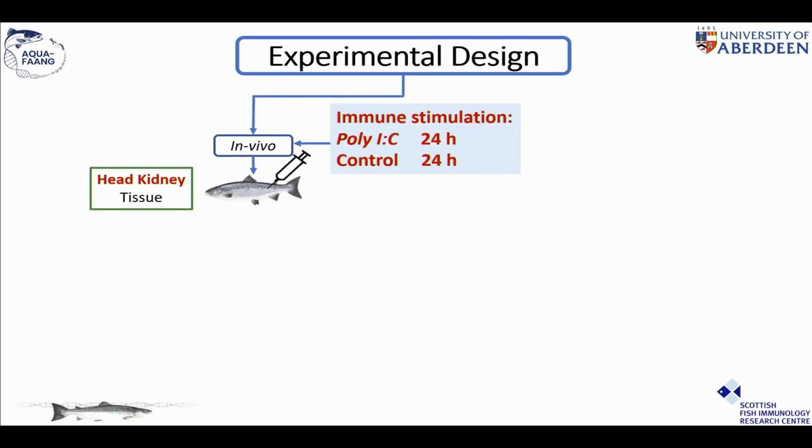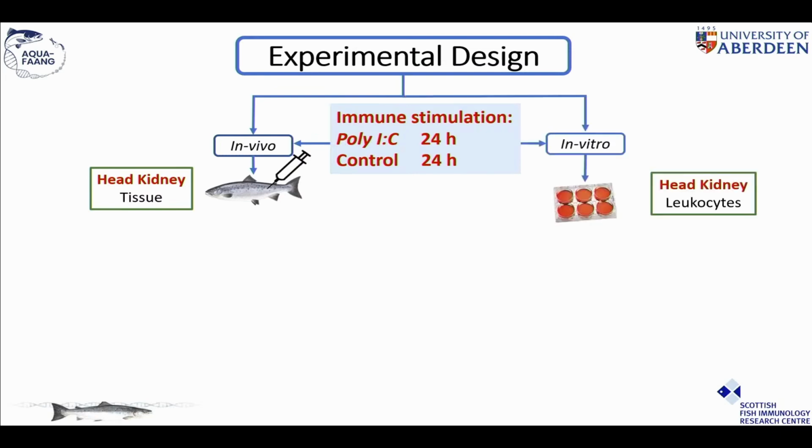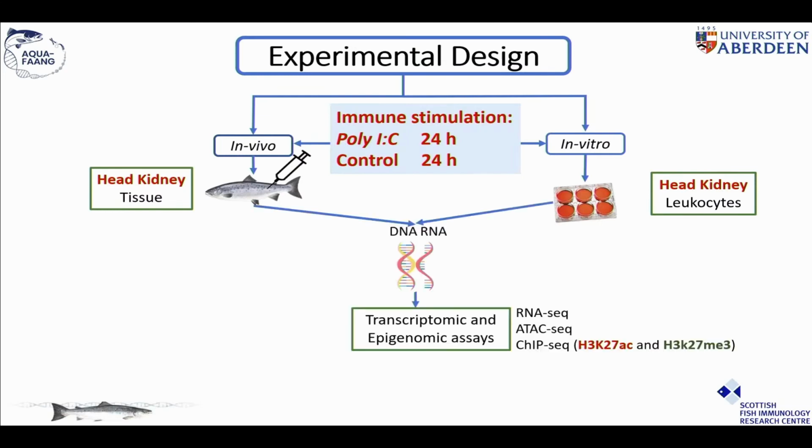So I'm going to repeat the experimental design again for work package 3, which I think was already presented by 3 people today. We had both in vivo and in vitro approaches, where we injected 6 fish with poly-IC and 6 with PBS control and kept them for 24 hours to get the innate immune responses, and then harvested head kidney. For the in vitro, we first extracted primary leukocytes and then stimulated those primary leukocytes in 6 well plates, and then made these assays, extracted RNA for RNA-seq and then made ATAC and ChIP libraries.